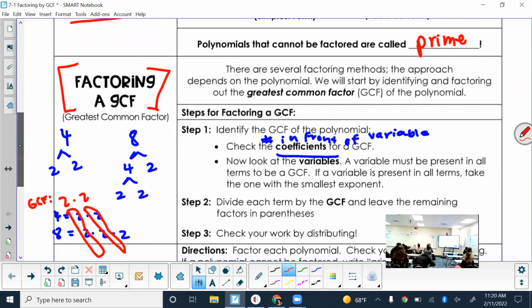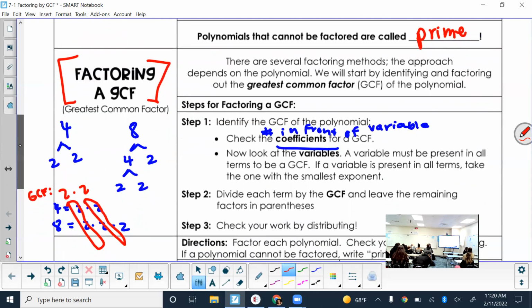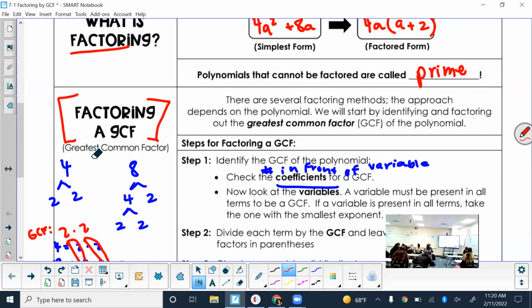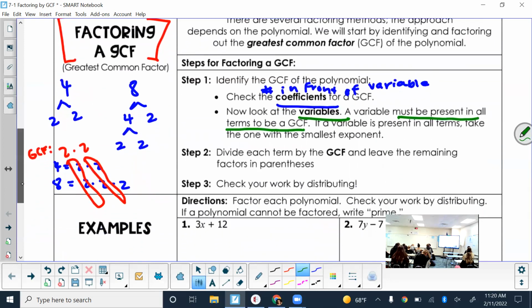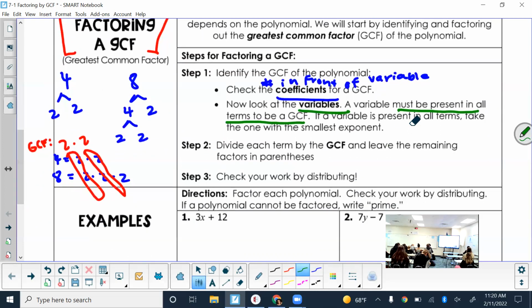We just covered the coefficients. That's probably what you're used to, finding the GCF between numbers. But we're also going to look at variables. In order to factor variables out, they must be present in all the terms to be part of the GCF. If a variable is present in all terms, take the one with the smallest exponent.